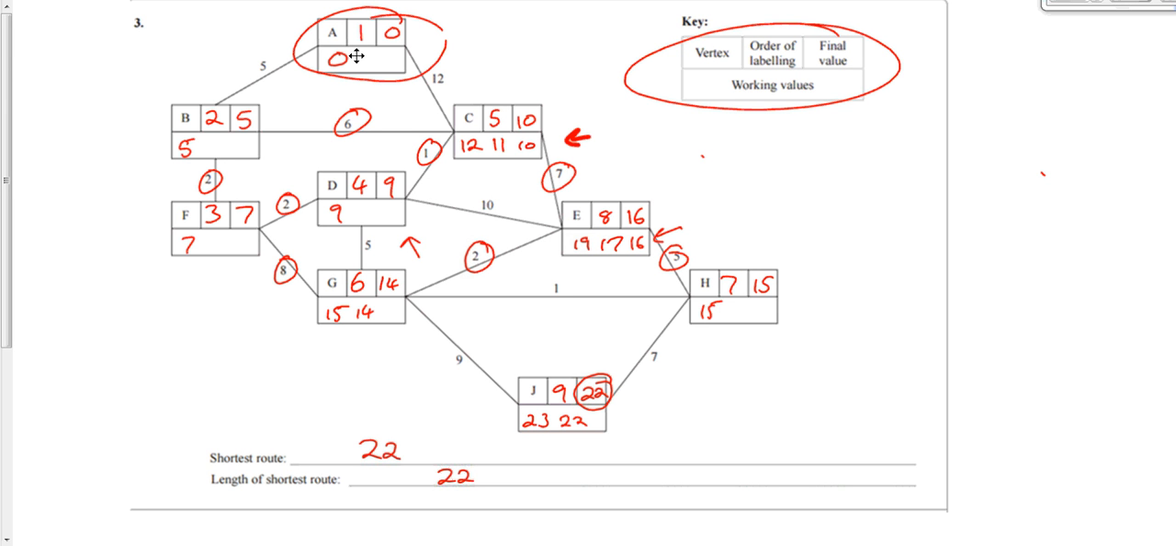And we've got to see in part B how we get from A to J. And the way we did that is 22 take away 7 is 15, so if we work backwards, that's J, H. We then go back 1 to get to G. We then go back 5 to get to D. We then go back 2 to get to F. We then go back another 2 to get to B. Then go back another 5 to get to A. And that's our shortest route, and that's the length of it.